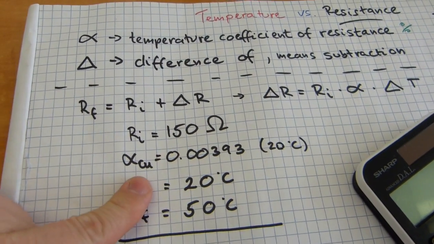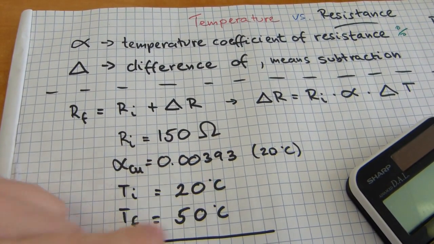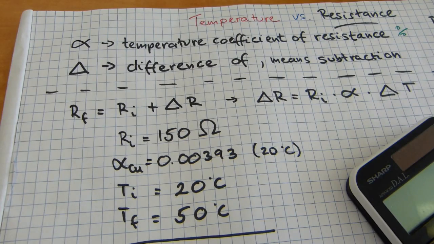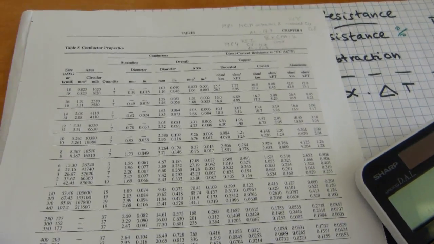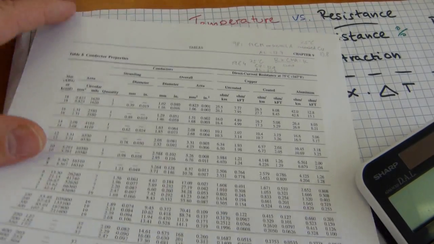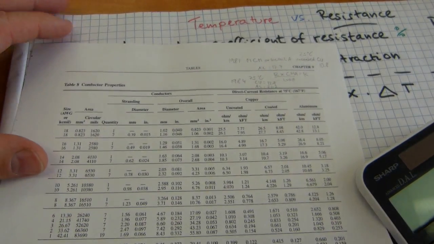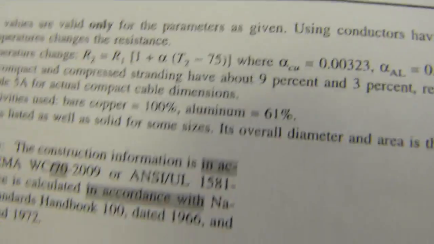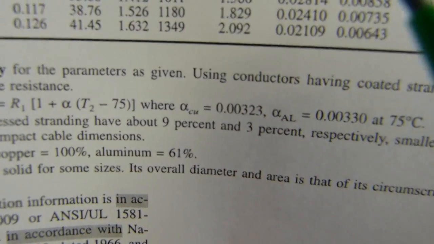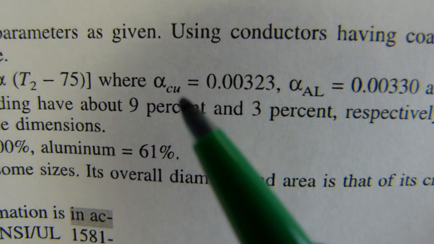One more thing about this alpha number of copper. In the NEC, this alpha number is featured at the bottom of this table. This is chapter 9, table 8. It's tiny print. Here is chapter 9, here is table 8. It says conductor properties and it has circular mills. And if you go down to the footnotes, you can see an alpha number of copper right around there.